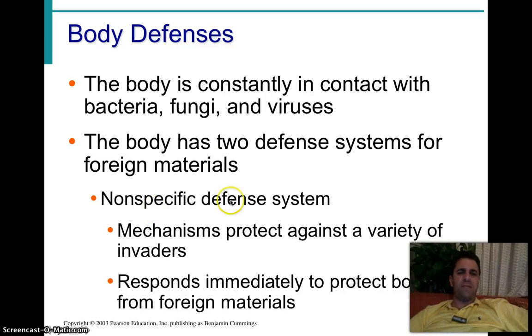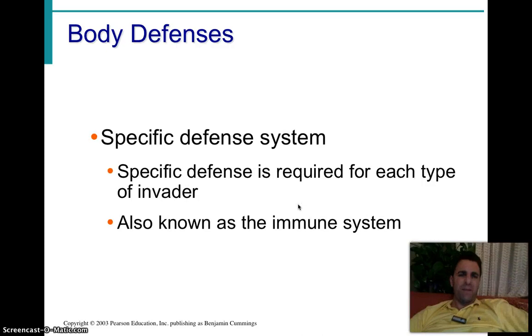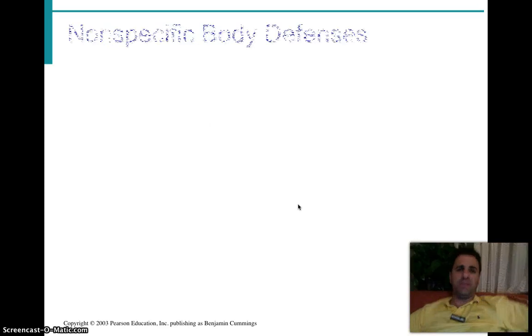First off, we have a non-specific defense system. This is basically just attack anything and everything that comes into the body that you don't recognize. This is non-specific, of course, and it's very fast, very immediate in its effect. Then we have the specific defense system, which takes a few days to ramp up, and you program certain cells to attack only those certain antigens, that certain invader, and we call this mainly your immune system.